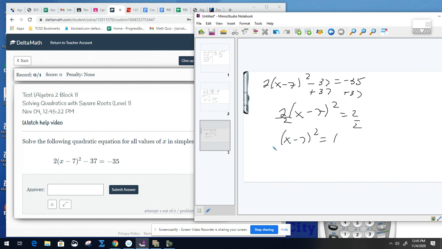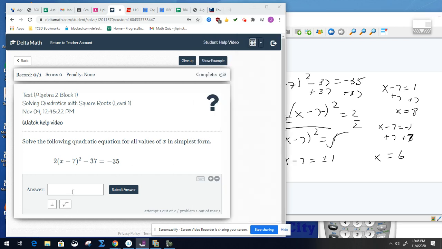Now, at this point, I'm going to square root both sides. That gives me x minus 7 equals plus or minus the square root of 1, which is 1. So no more radical there. What does that really mean? It means x minus 7 equals 1, and x minus 7 equals negative 1. I'm going to add 7. X equals 8. I'm going to add 7. Sorry, I'm getting a little sloppy here. I'm going kind of quick. X equals 6. So I'm going to submit my answer here of 8 and 6. I'm going to put 8, and I'm going to add another box and put 6.